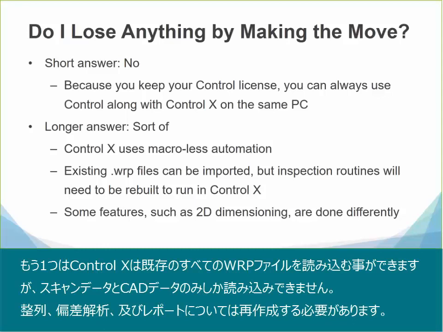The other really important thing to note is that Control X will import all of your existing wrap files, WRP files, from Control, but only the scan and CAD data are going to come in. Your alignments, reference geometry, deviation analyses, and reports, those will need to be rebuilt if you want to do those in Control X going forward. But again, it really is important to note that you're never giving up your Control license when you make the move over to Control X. You get to keep both. So you can always go back and access any older files using the Control software.